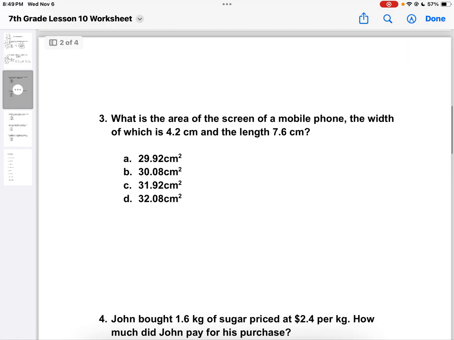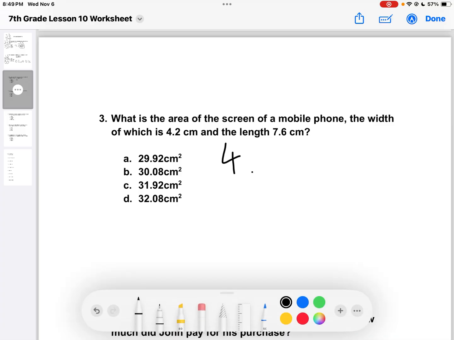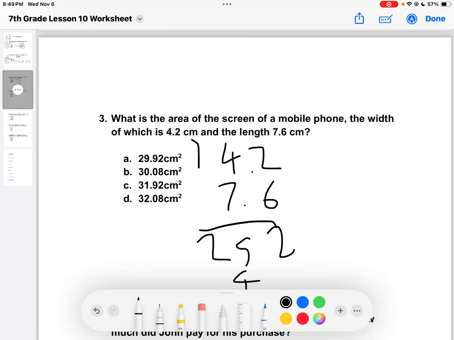Alright, number 3. What is the area of the screen of a mobile phone, the width of which is 4.2 centimeters and the length 7.6 centimeters? So same thing, we just multiply it together to find the area. 2 times 6 is 12, transfer the 1. 6 times 4 is 24, plus 1 is 25. 2 times 7 is 14, transfer the 1. 4 times 7 is 28, plus 1 is 29.